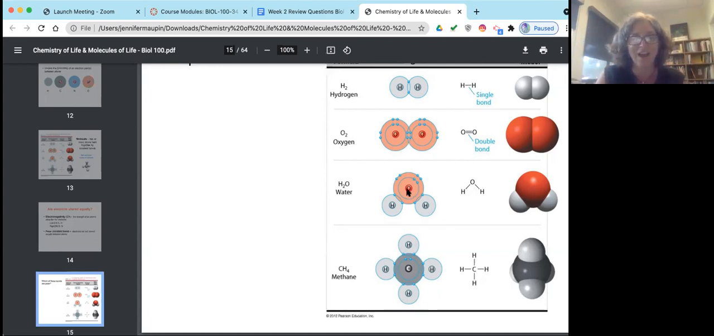With oxygen and hydrogen, oxygen is strong and hydrogen is weak. So oxygen's going to pull those electrons more toward its end, and that creates a polar bond.